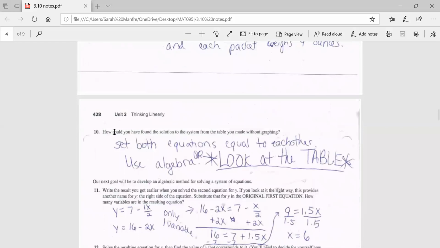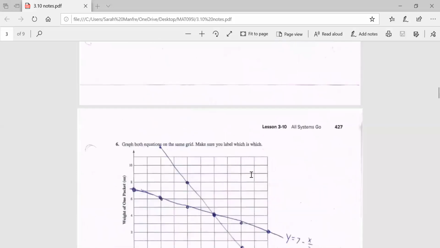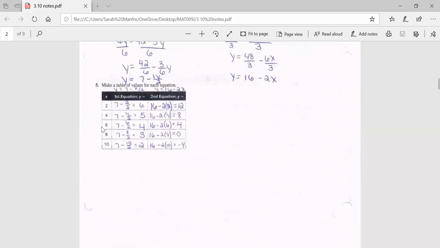So it says, how could you have found the solution of the system from the table you made without graphing? Well, if I go back up to this table, you see right here when x is 6, we got the same answer out for y. If you notice that you're getting the same answer out inside the table, then that's a quick way of saying, well, this is going to be my solution. When x is 6, y is 4 is the solution.